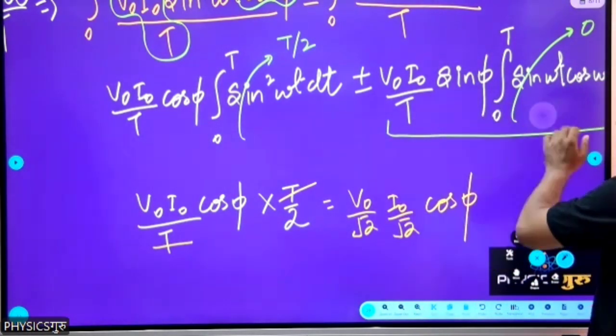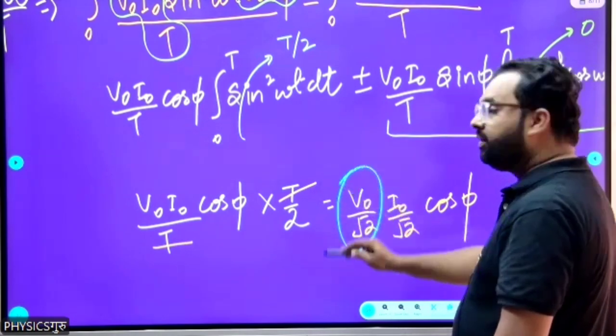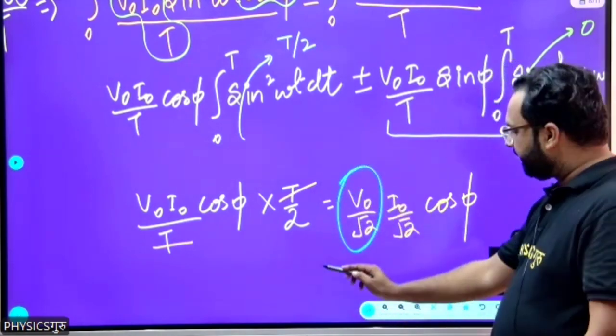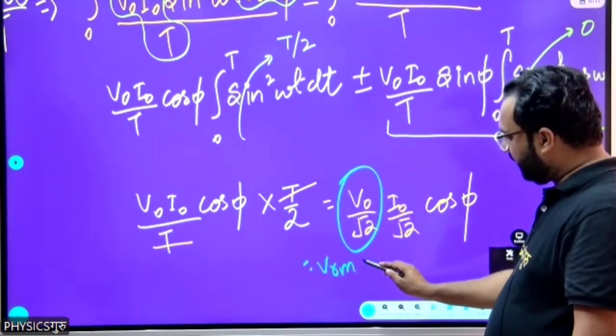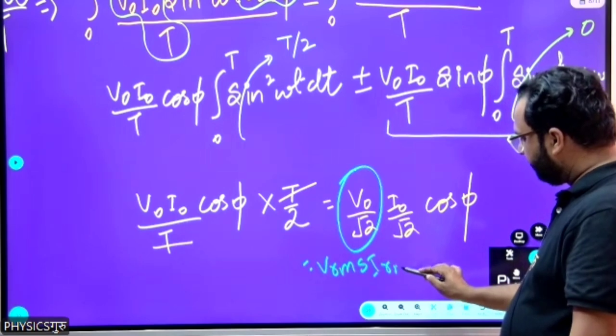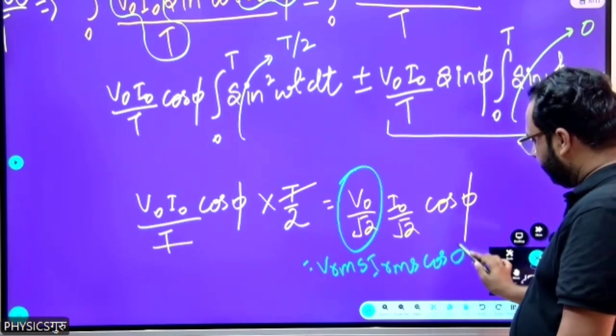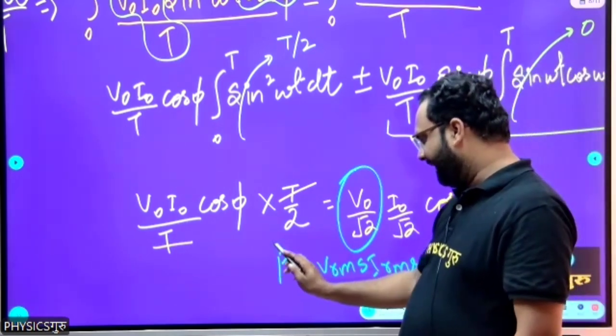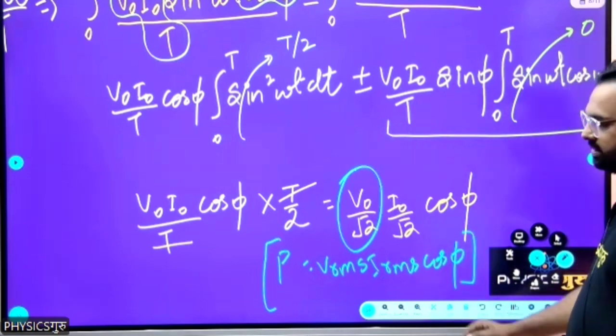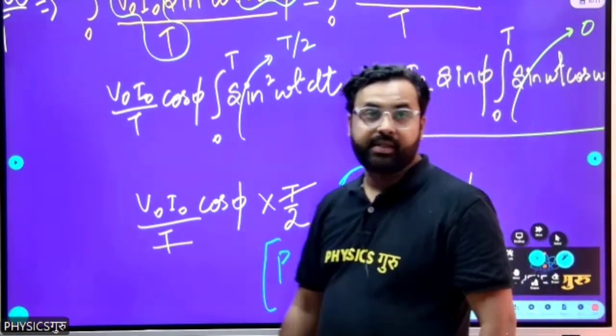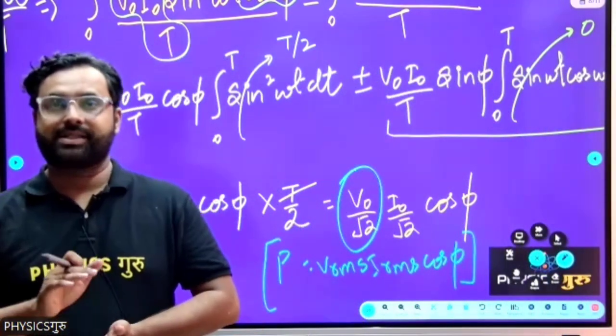So V naught by root 2 is basically VRMS. So VRMS into IRMS into cos phi. This is the power loss expression in case of an RLC circuit: VRMS, IRMS, cos phi. I hope the concept is clear.